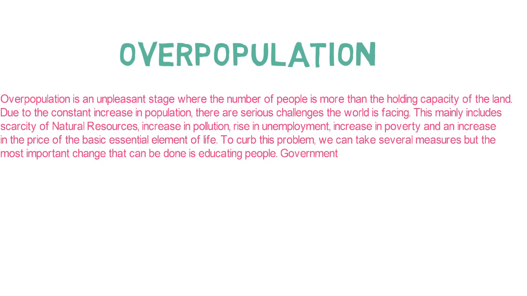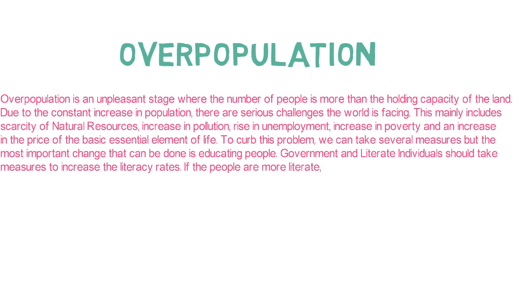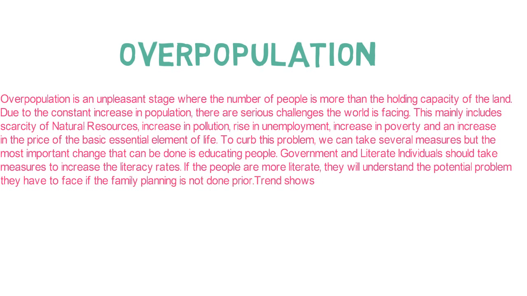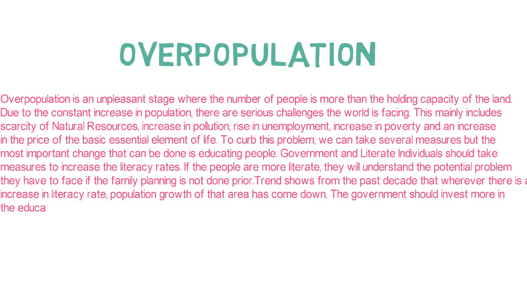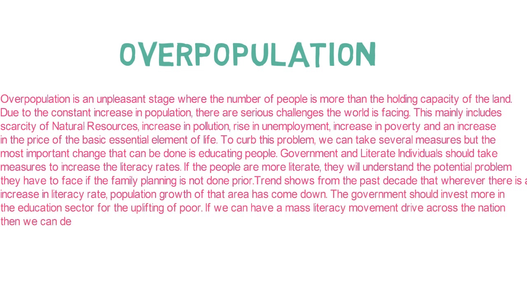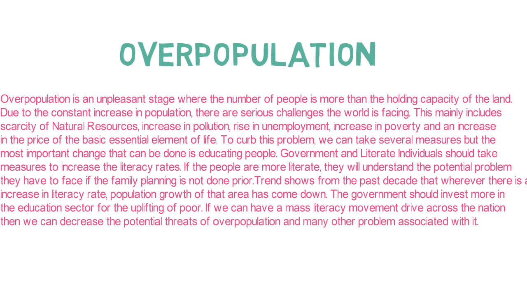To curb this problem, we can take several measures, but the most important change that can be done is educating people. Government and literate individuals should take measures to increase the literacy rate. If the people are more literate, they will understand the potential problem they have to face if the family planning is not done prior. Trend shows from the past decade that wherever there is an increase in literacy rate, population growth of that area has come down. The government should invest more in the education sector for upliftment of poor. If we can have a mass literacy movement drive across the nation, then we can decrease the potential threats of overpopulation and many other problems associated with it.